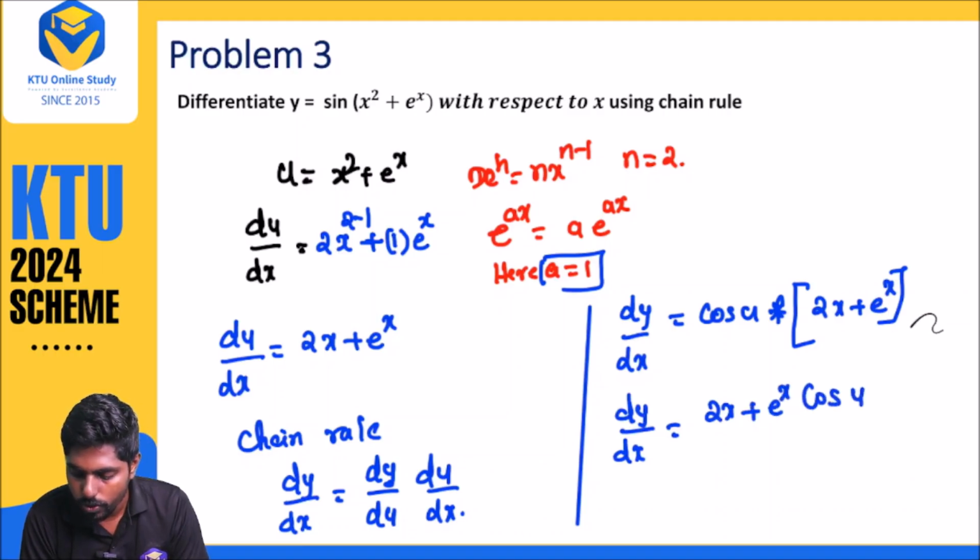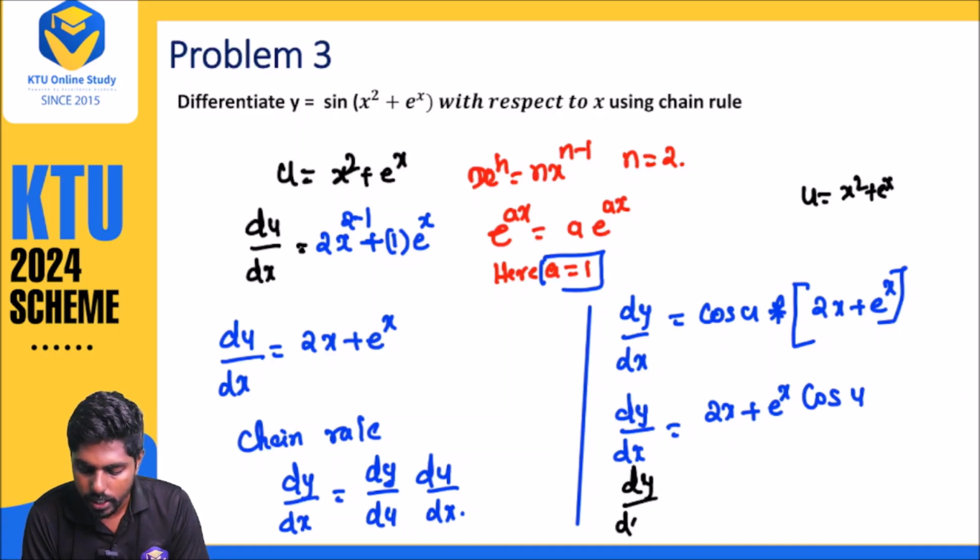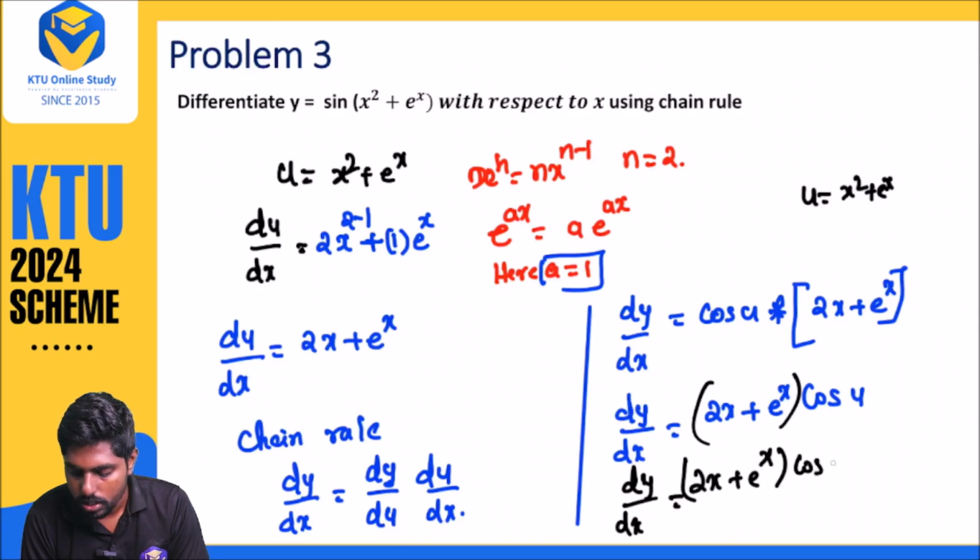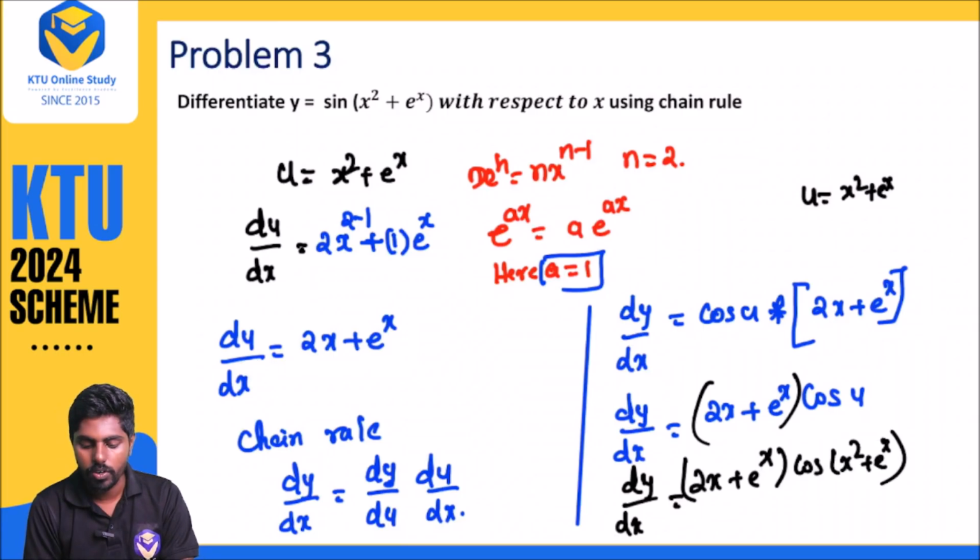What is the value of u? u is equal to x square plus e power x. So dy by dx is equal to 2x plus e power x into cos of x square plus e power x. So this is our required answer.